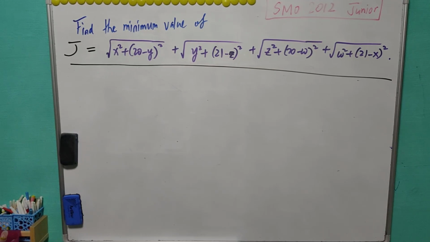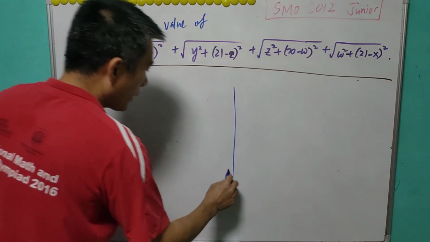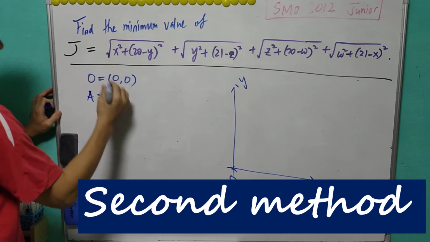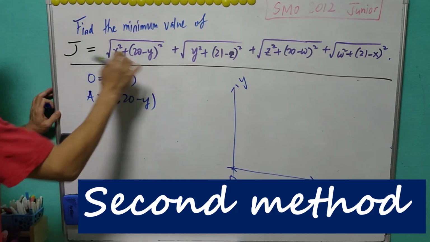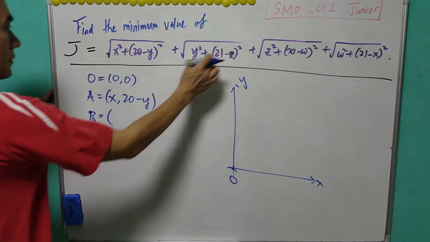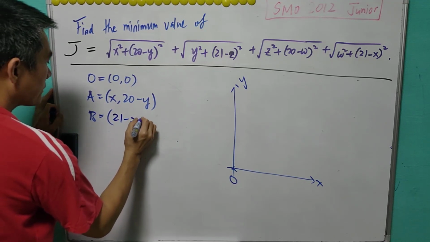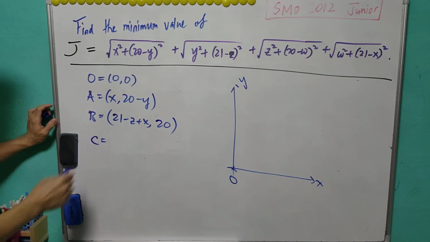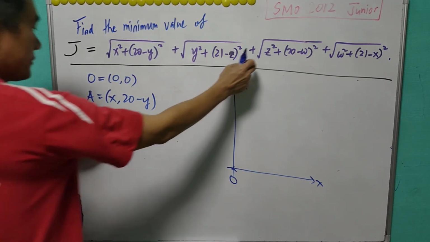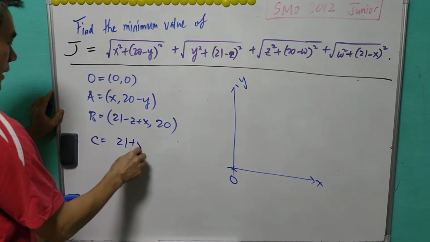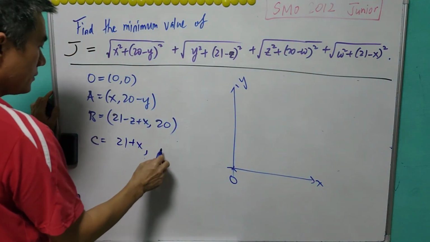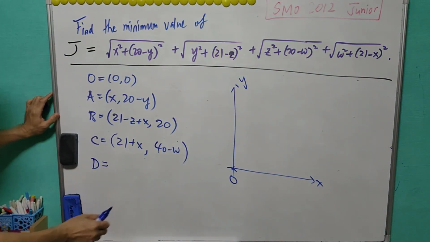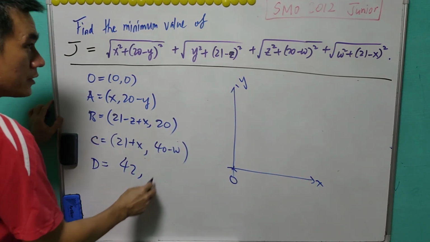For the second method, I'll consider a few points on the xy coordinates. First of all, I consider the origin O, that is (0, 0), then followed by A, (x, 20 minus y). And B, I'll consider (21 minus z plus x, 20). Next, C, I'll consider (20 plus x, 40 minus w). Last but not least, D, I'll consider (42, 40).